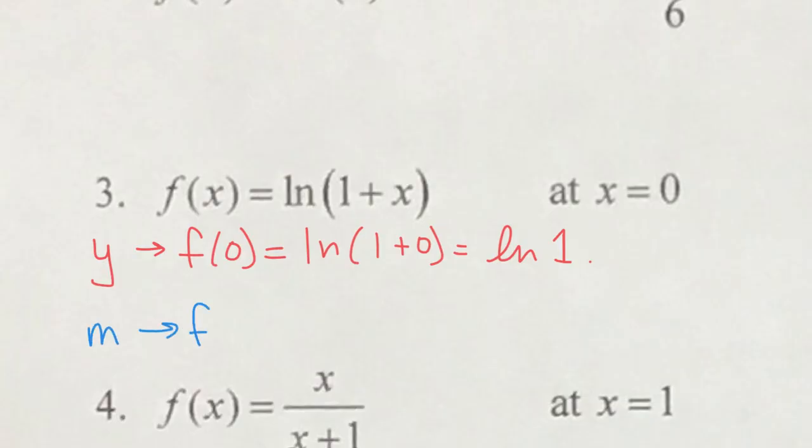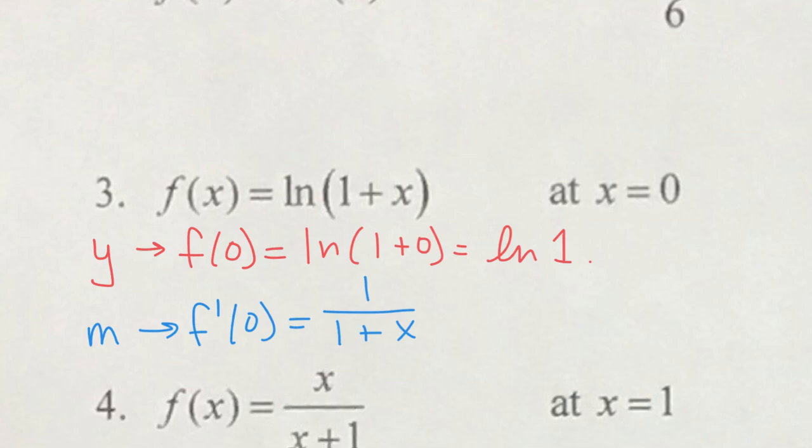We take the derivative and we find it at 0. So what's the derivative of natural log of anything? Right, that's 1 over the anything. So 1 over 1 plus x times the derivative of 1 plus x, which is just 1. So in essence, I don't need to do that and multiply by 1.